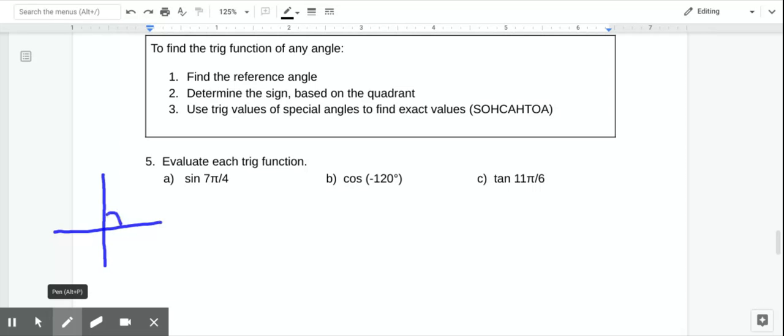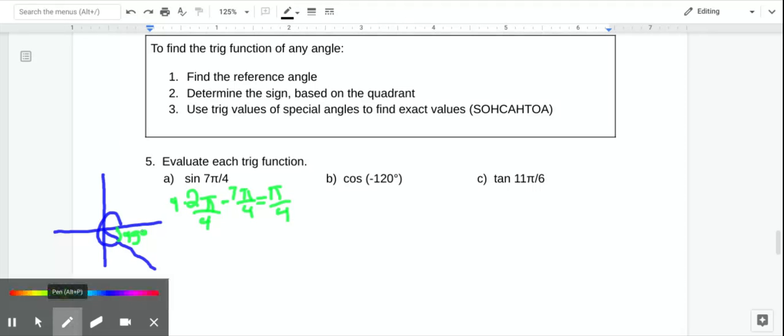That's going to be over in the 4th quadrant here, like this. And we need to find the reference angle that goes with it. Okay, this angle. To find that reference angle, all the way around the circle is 2 pi, and we want to subtract the 7 pi over 4. We're going to need common denominators. So our reference angle is pi over 4. If you'd like, we can think of that in degrees as well. It's a 45-degree angle.